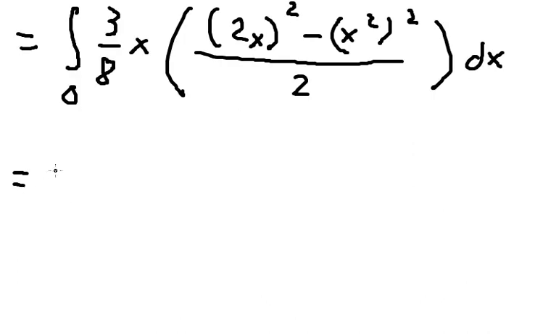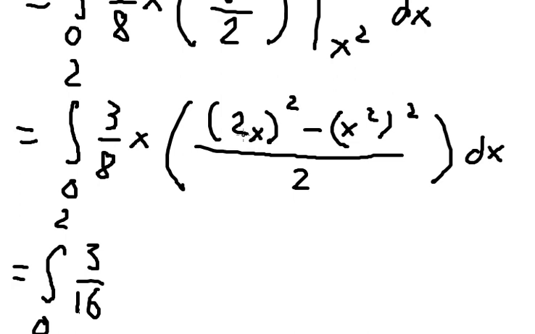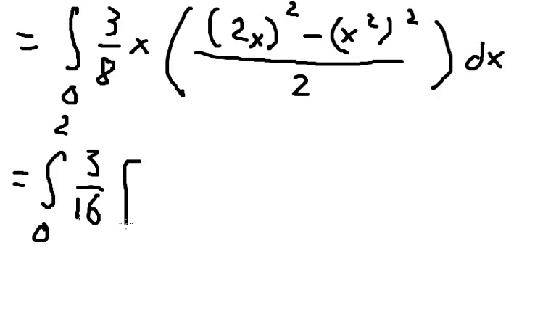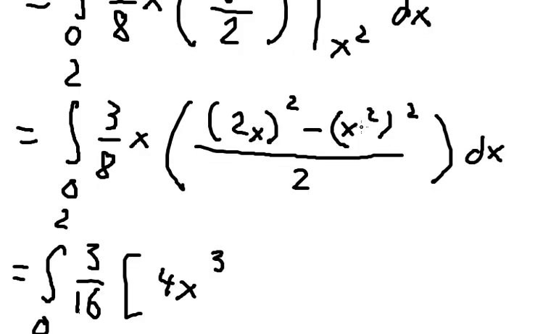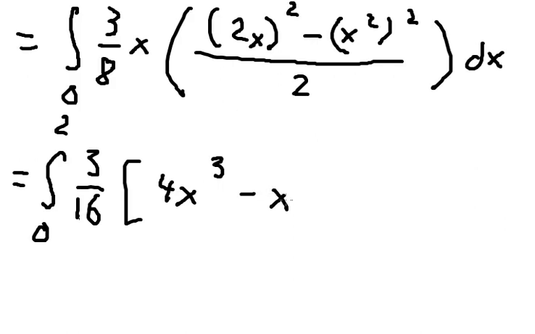Now we need to simplify. Number 2 and number 8, we have 16. This one we have 4x squared. 4x squared with x, we have 4x to the power of 3. This one x squared. And number 2, we have number 4. 4 with x, we have number 5.